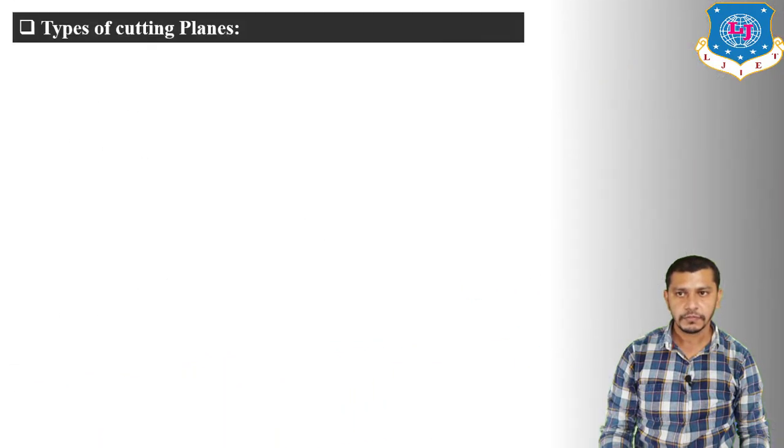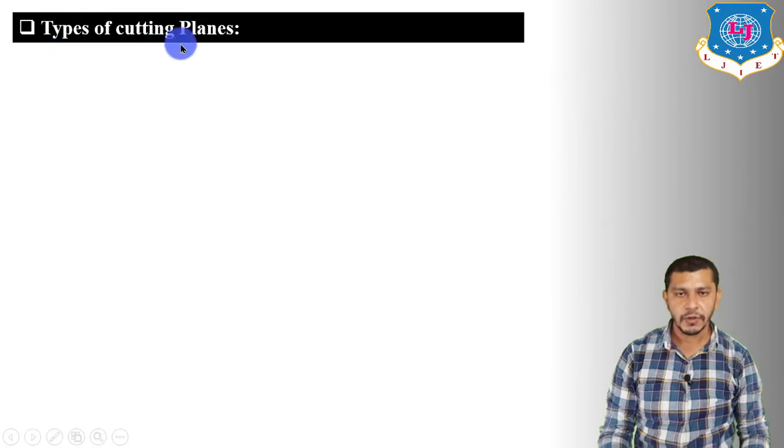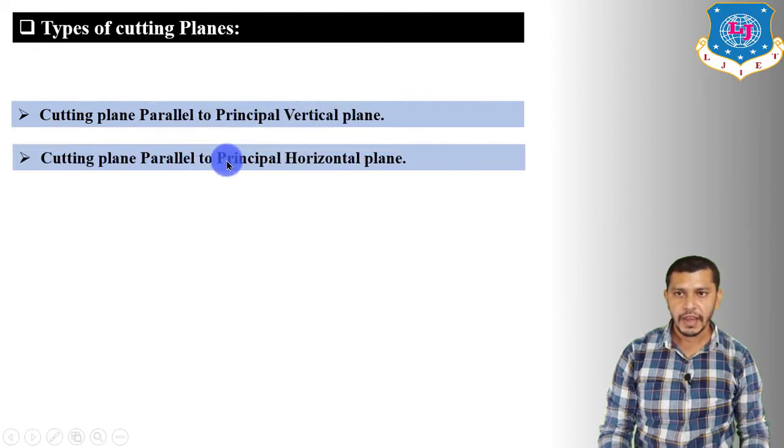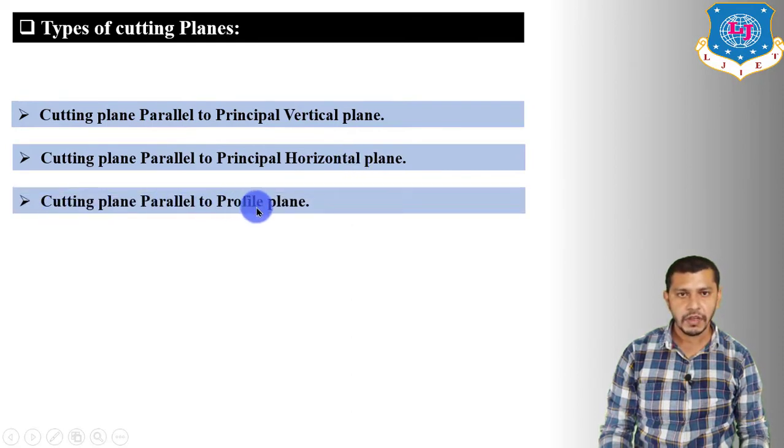Now let us discuss the types of the cutting plane. So there are basically 3 types of cutting plane: cutting plane parallel to the principal vertical plane, cutting plane parallel to the principal horizontal plane, and cutting plane parallel to the profile plane. So first is cutting plane parallel to the vertical plane.